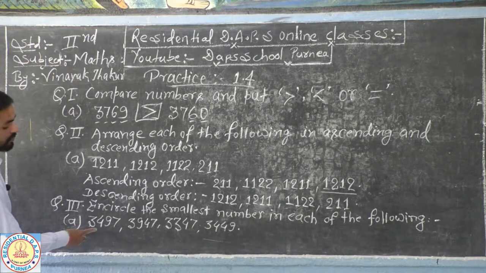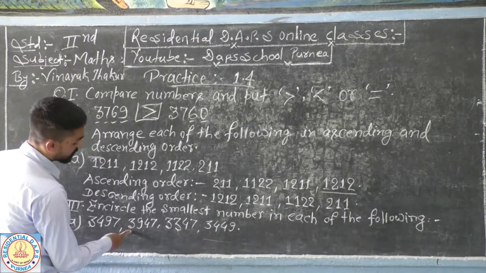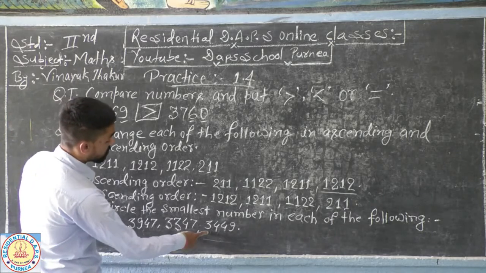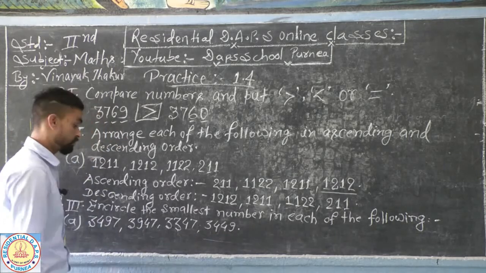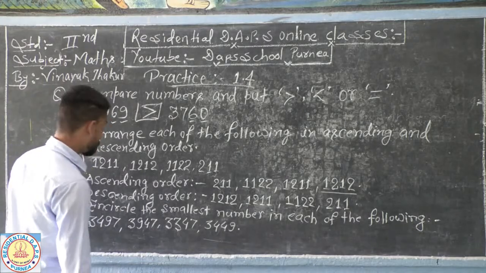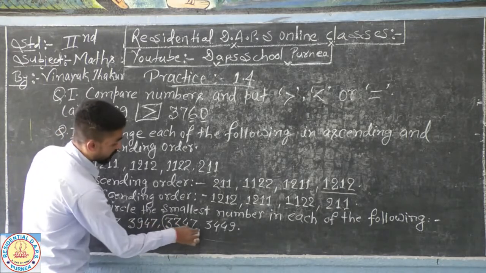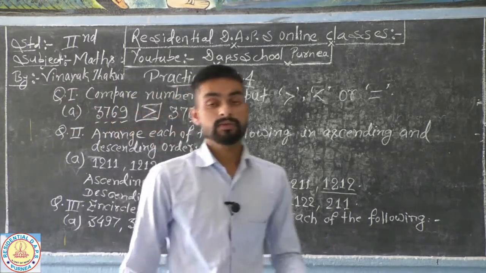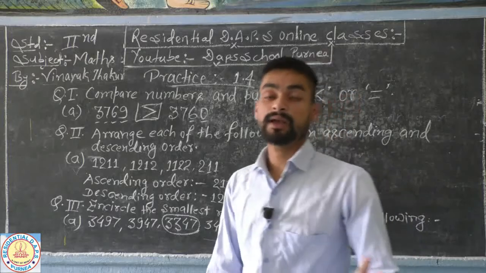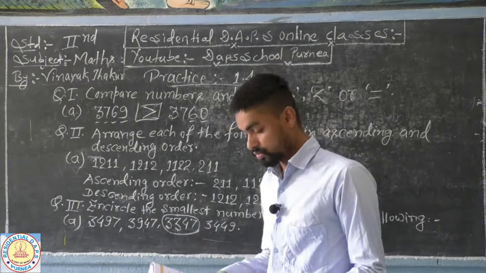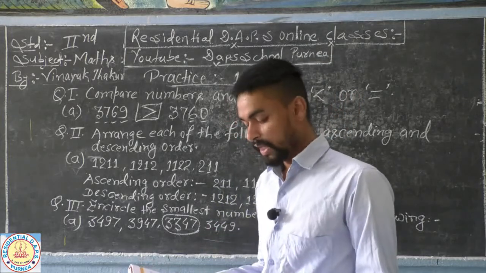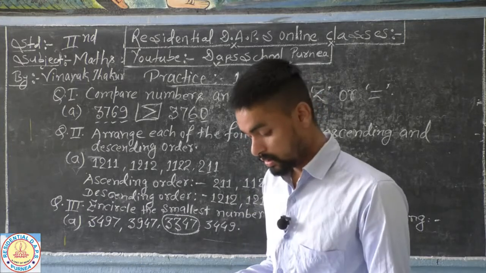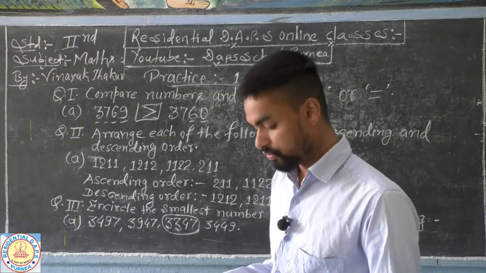So this is 3497 and this is 3947. This is 3347, this is 4490, this is 3449. So 3347 is smaller among all these numbers. So you need to just identify and find the answers of all these questions of question number third. And I'm going to question number fourth.